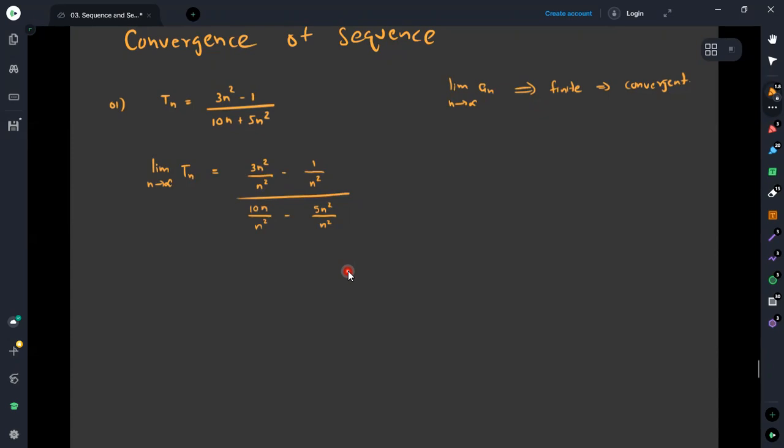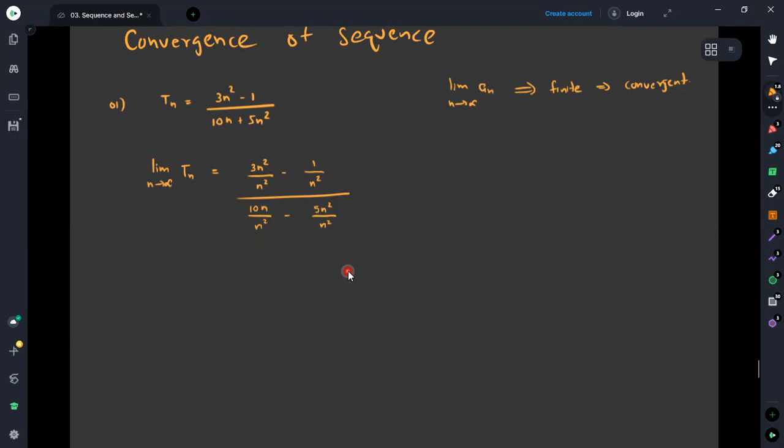Then what we have to do is divide all the terms of the given expression by the highest order term, or we can simply divide by the highest power of n which appears in the sequence. Here we can see n to the power 2 is the highest power inside this expression. Therefore, we can divide all these terms by n squared.